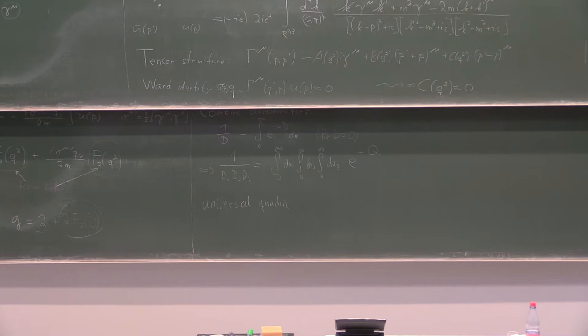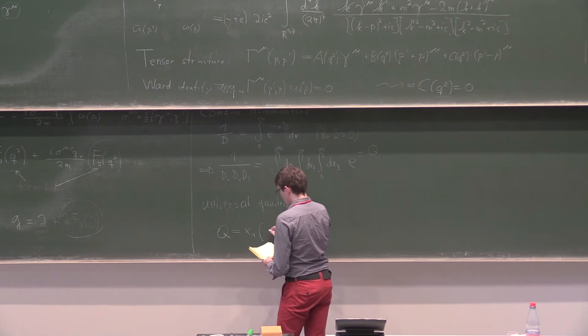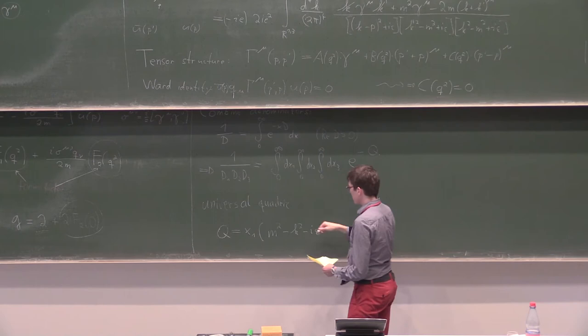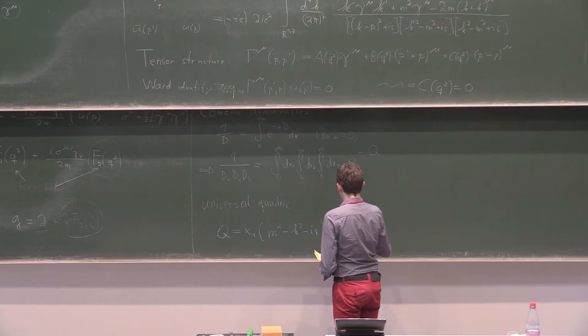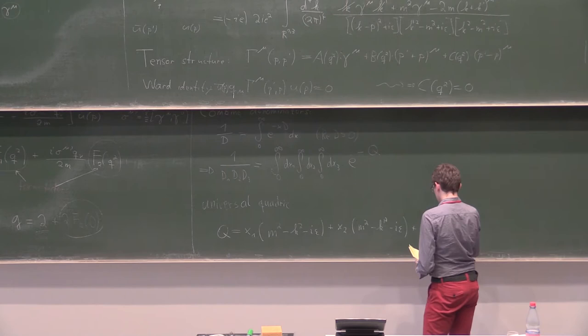So it's x1 times the first denominator, and I take them in the following order. So I take first the first electron line, m squared minus k squared minus i epsilon. You notice I've changed the sign here, which has a reason which I explain later, but for the moment I could have chosen any. Then we have the other one with k prime. And then we have the photon propagator, I mean the denominator of the photon propagator.